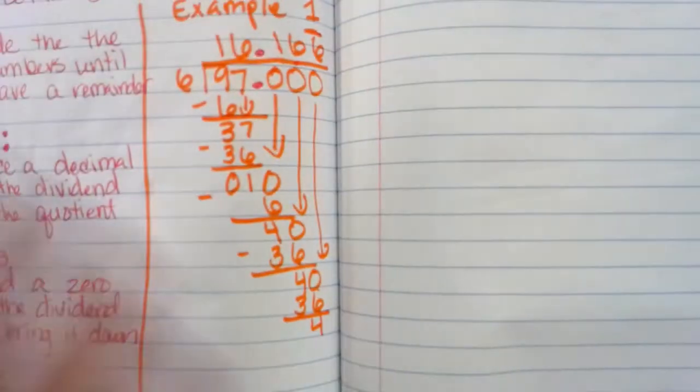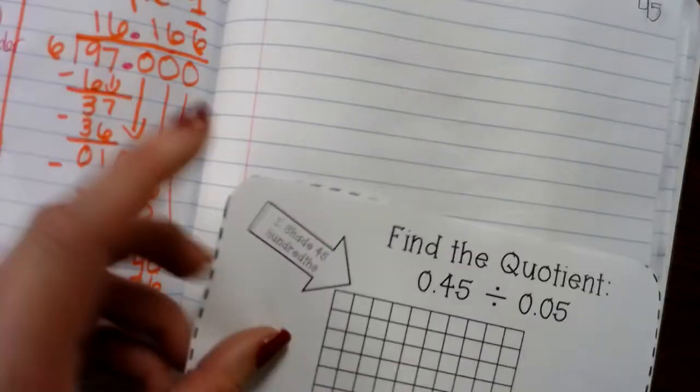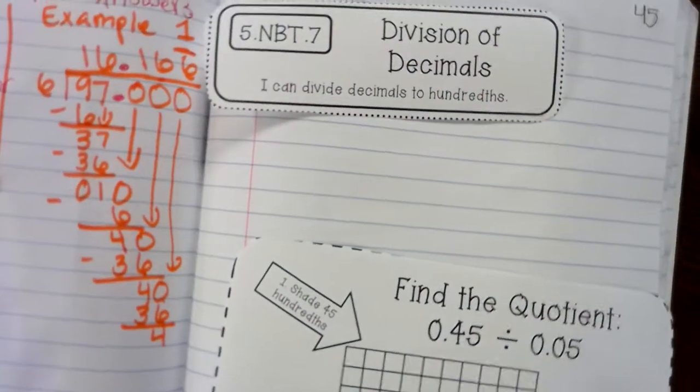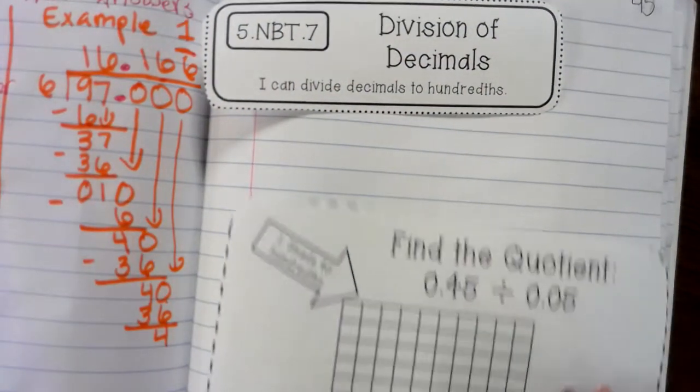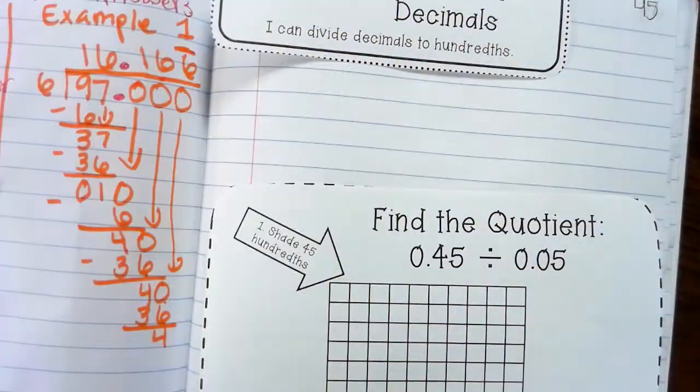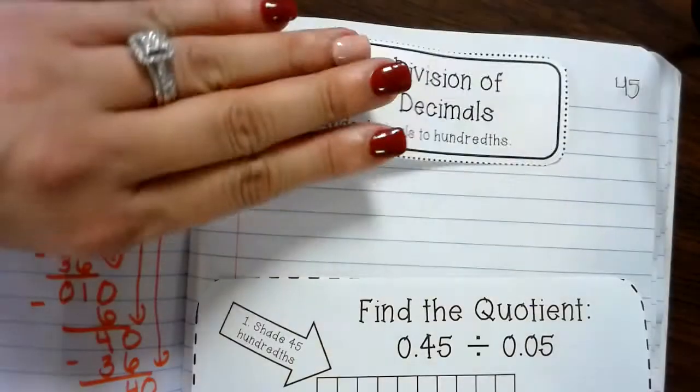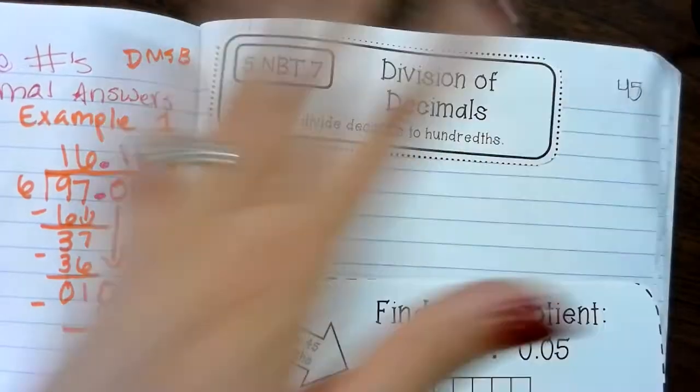So go to whatever page you're on in your notes, and then you have these right here, either whole sheets that you need to cut out or they're cut out for you. If you will look at this one first, it just says division of decimals, and it says I can divide decimals to the hundredths, okay? You are going to simply put 2 dots of glue into the top of your notebook there.